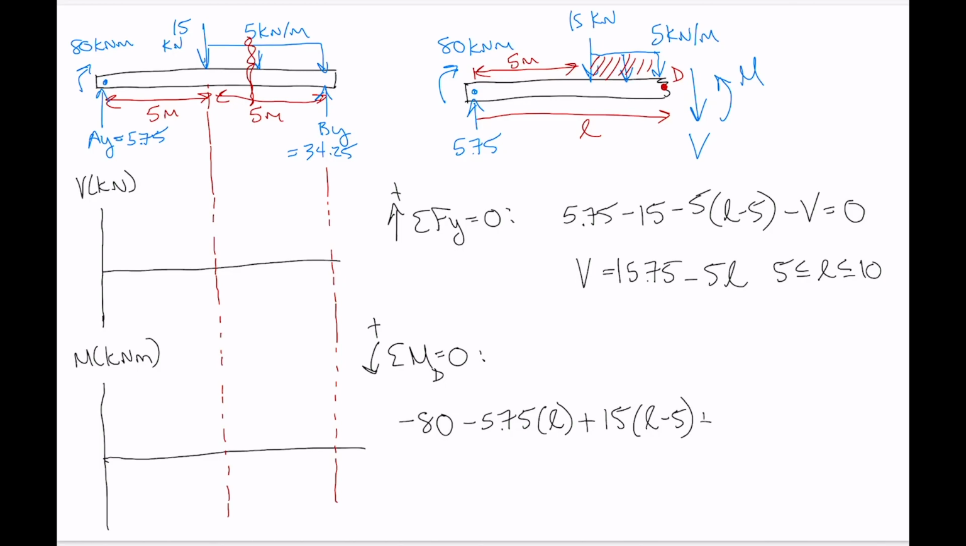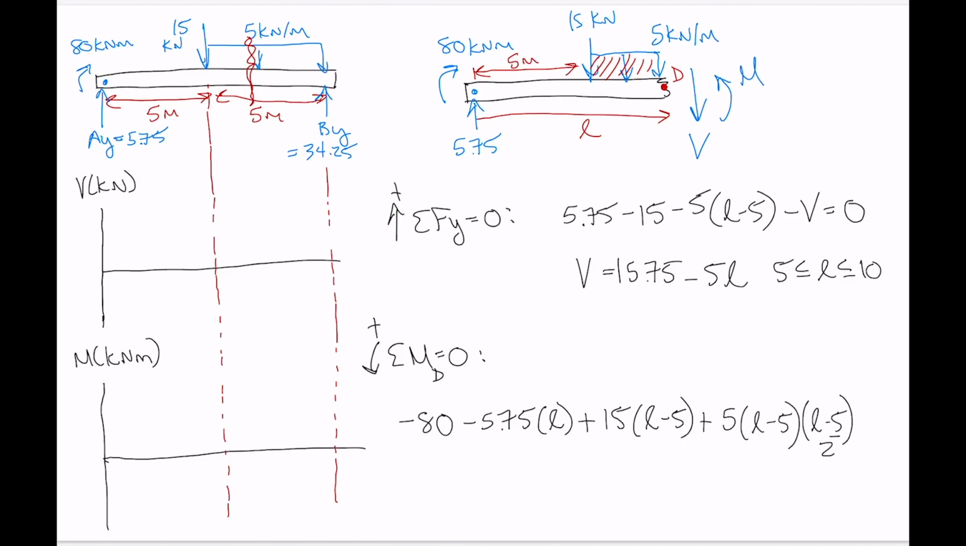And then we've got the effect as well of the 5 kilonewton per meter distributed load. So we need the resultant of that multiplied by the moment arm of that resultant relative to point D. So the resultant is 5 multiplied by (L minus 5). And then the moment arm there is going to be that distance divided by 2. So we've got (L minus 5) divided by 2.